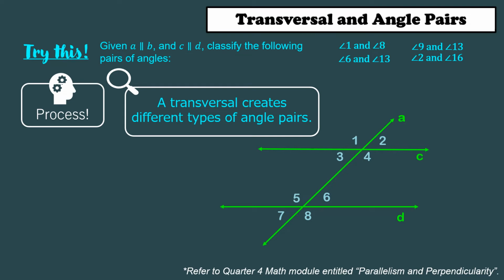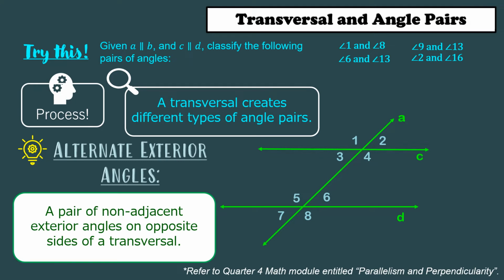The next type of angle pairs is the alternate exterior angles, which is a pair of non-adjacent exterior angles on opposite sides of a transversal. In our figure, we focus on the exterior angles found on the opposite sides of the transversal A. Thus, our alternate exterior angles are angles 1 and 8 and angles 2 and 7.